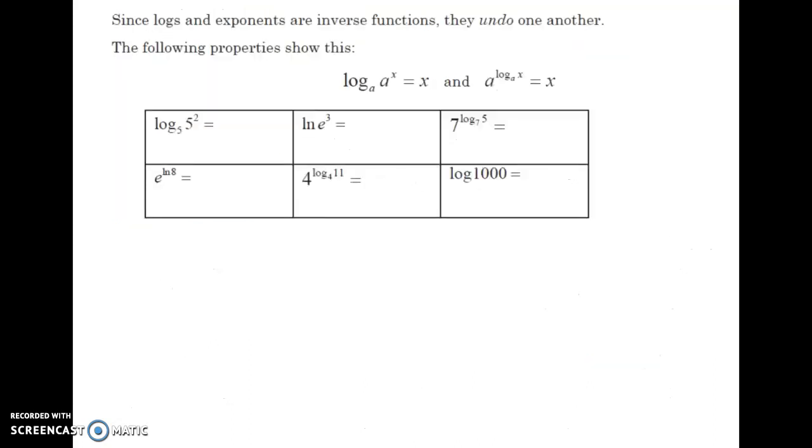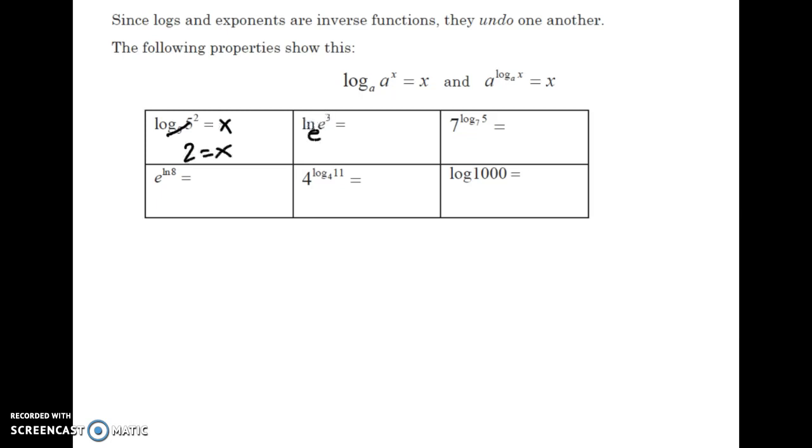All right, so now we're going to be doing some other rules. Because logs and exponents are inverses, that means they undo each other. So if I take log a of a to the exponent, these things cancel out, just like these things cancel out. So if I have log 5 of 5, that cancels each other out. So then x must be equal to 2.